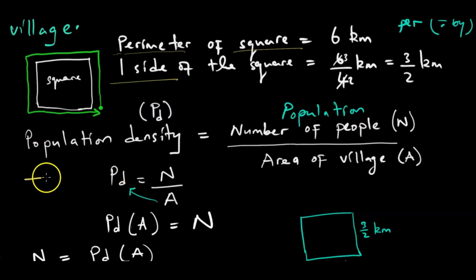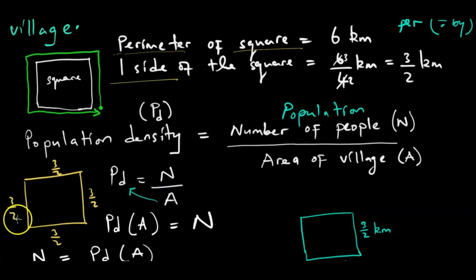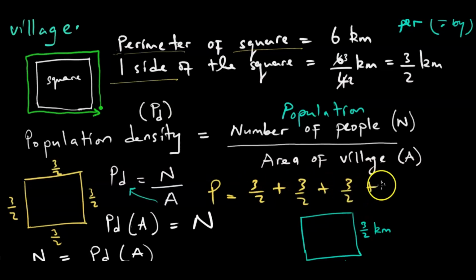If we draw our square again, each side is 3 over 2. If we look for the perimeter, it's 3 over 2 plus 3 over 2 plus 3 over 2 plus 3 over 2. We know that when we have the same denominator across, we just add the numerators. So 3 plus 3 is 6, plus 3 is 9, plus 3 is 12. So the perimeter is equal to 12 over 2, of which 2 into 2 is 1, and 2 into 12 is 6.